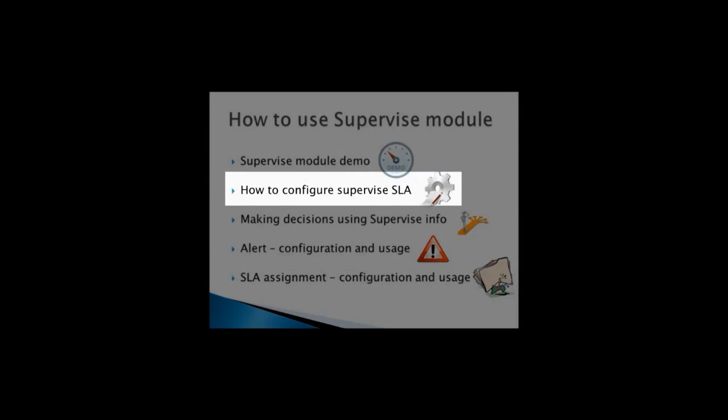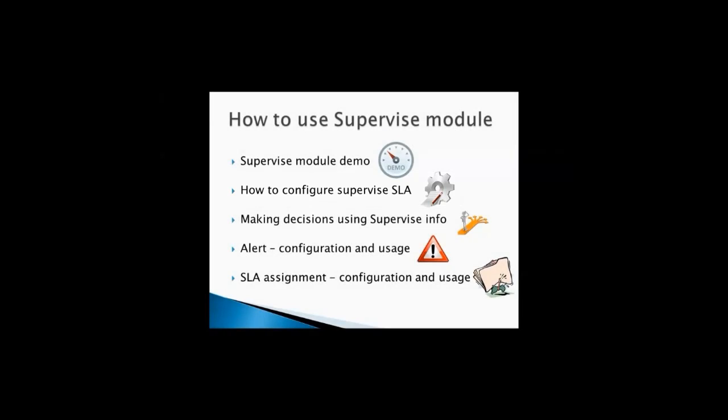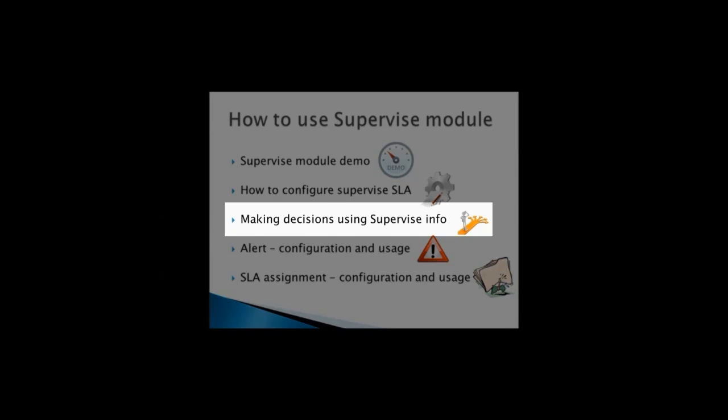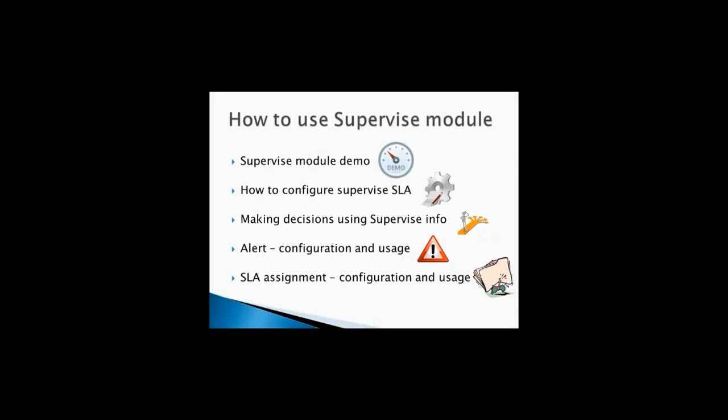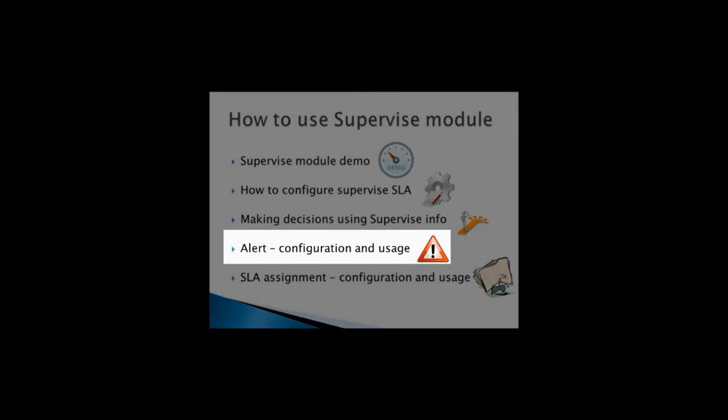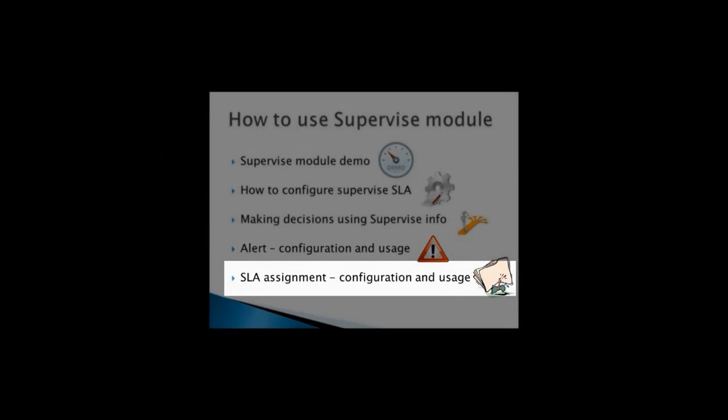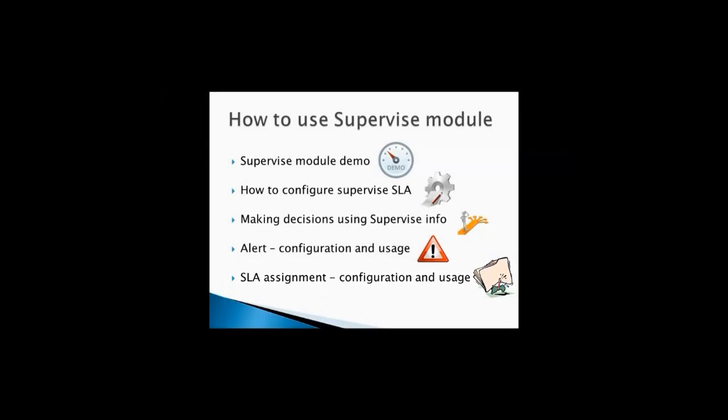We'll move on to how to configure Supervise SLA. We can have more than one SLA in an application. Later on, we'll move to making decisions using Supervise information, which is a powerful tool for us in order to manage the data processing of the site. We'll also show alerts, which are a type of notification, and how to configure them. And we'll finish with SLA assignment, which is a type of prioritization of the data that we are processing.